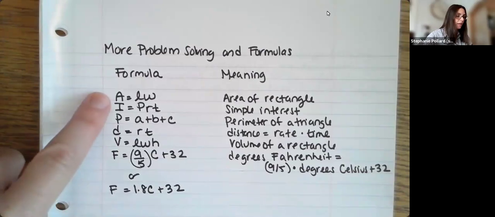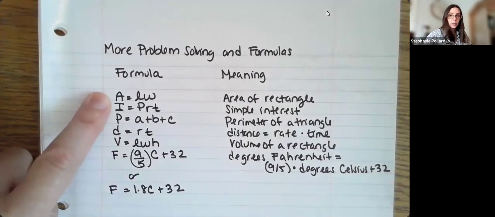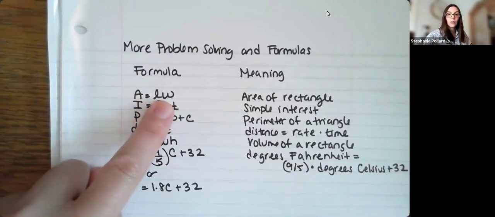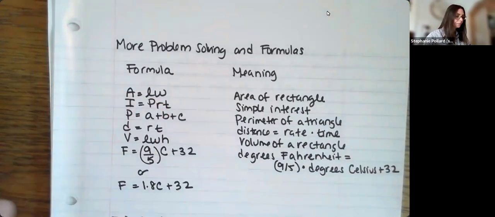The first one here is A equals LW, and that is the area of a rectangle. So in that case, its area is equal to length times width. So if you don't know that one, make sure, again, you write in those key terms as well. So L is for length here and W is for width, and those are being multiplied.